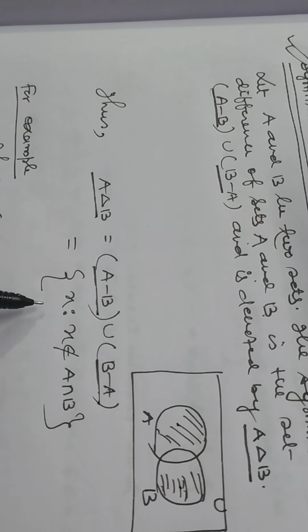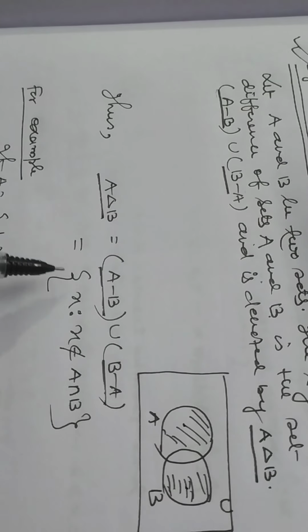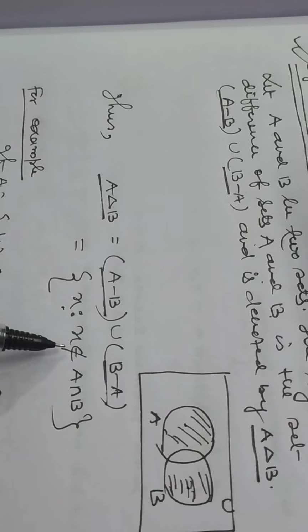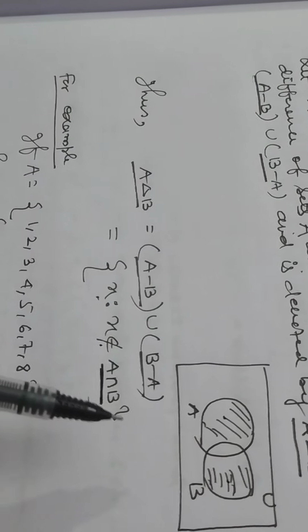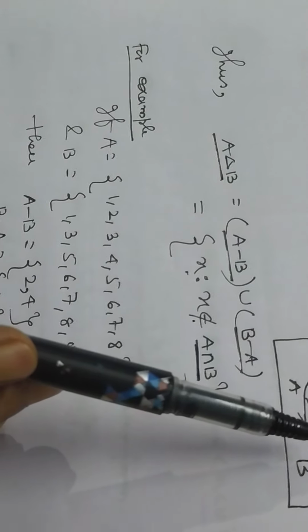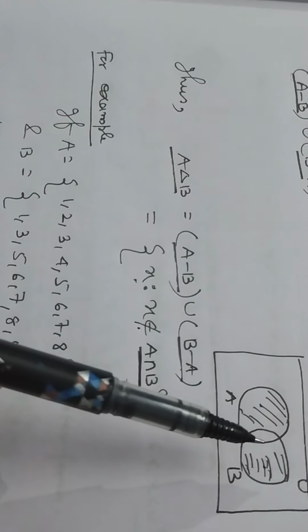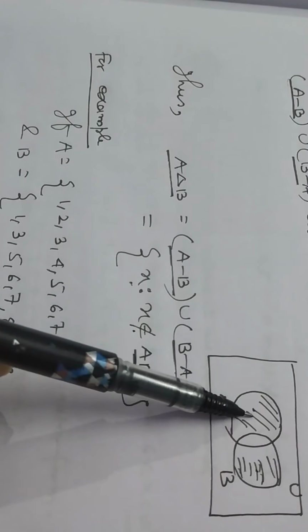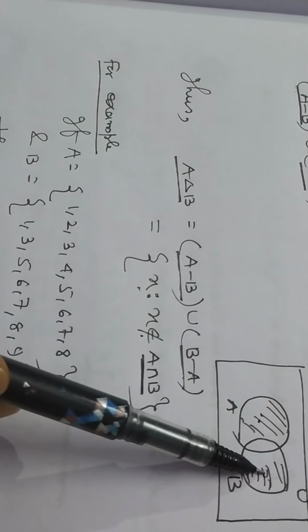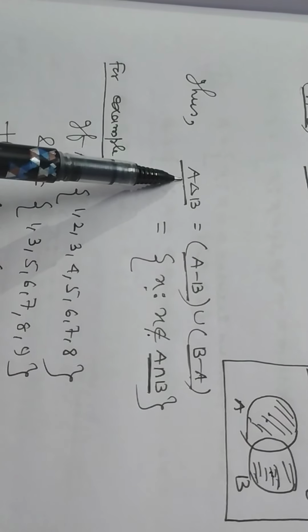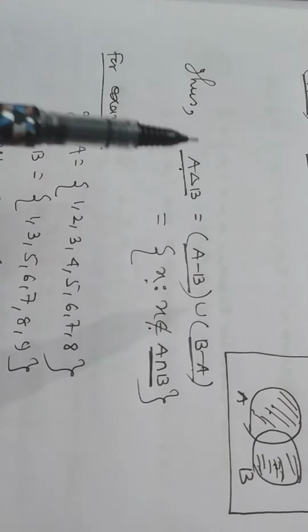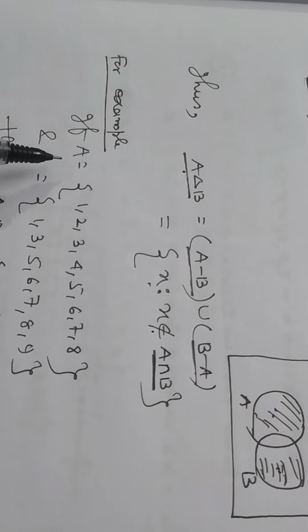And in the form of set we can write the collection of elements X such that X does not belong to A intersection B. वैसा एलिमेंट जो A इंटरसेक्शन B में नहीं बिलोंग करे और कहाँ बिलोंग करे A माइनस B या B माइनस A में. ये हुआ symmetric difference of two sets. Try to understand by the example.